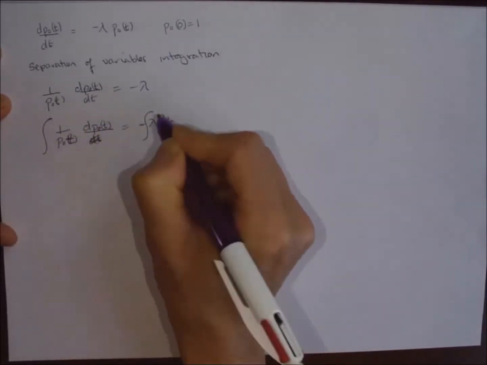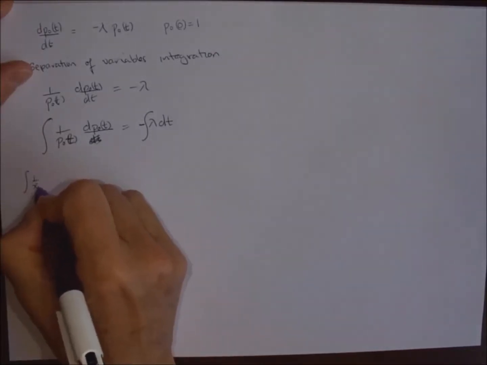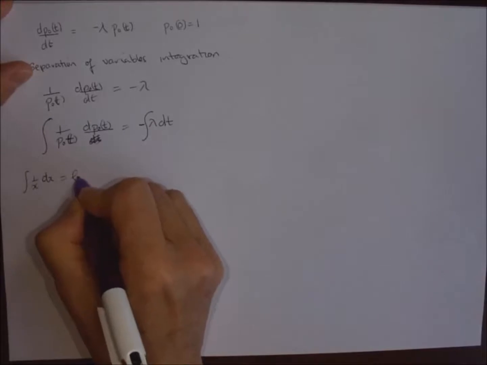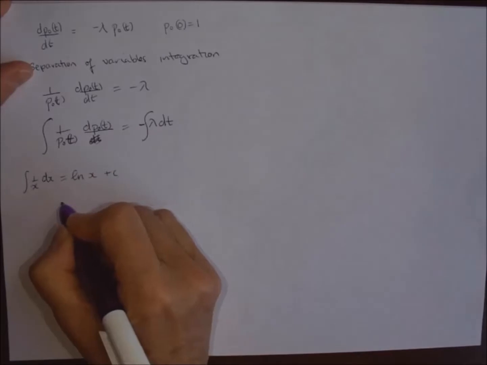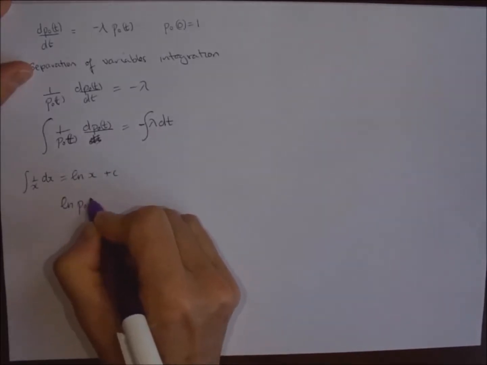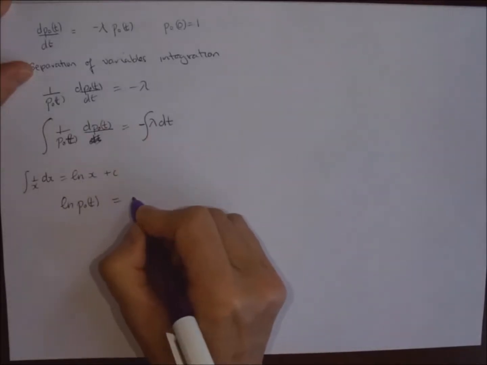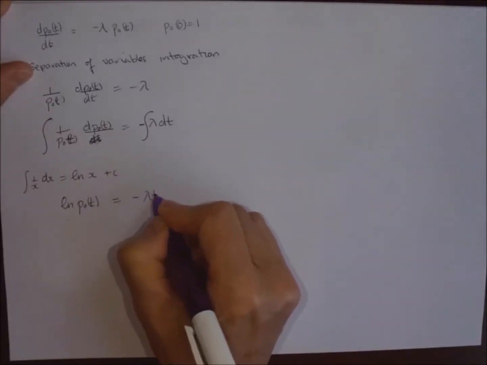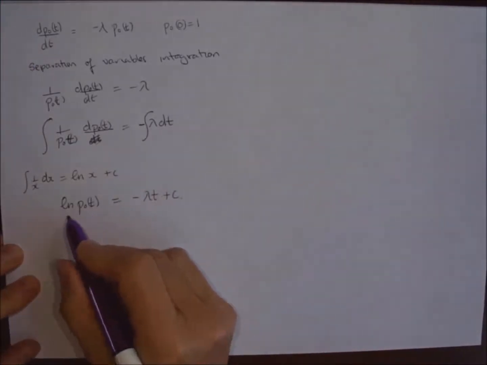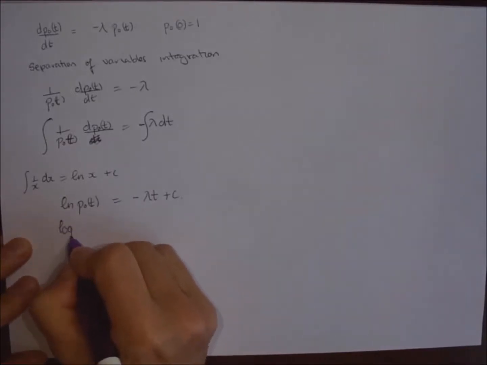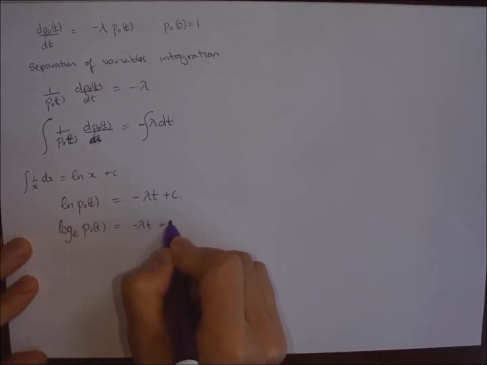Integrate both sides. This comes from the rule that if we integrate 1 over x dx, we get ln x plus c. We can leave the c to later. So if we integrate this, it's going to be the natural log of p0(t), and that equals minus lambda times t plus c. Now we have to try to get the p0(t) out of the log.